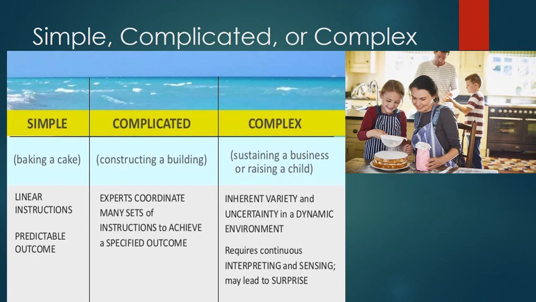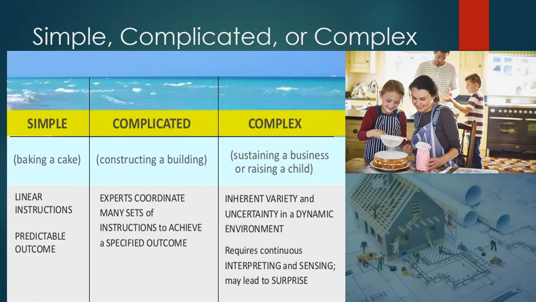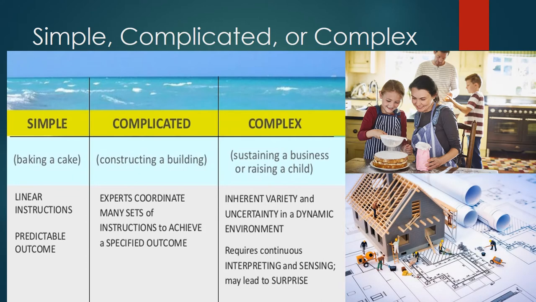system where there are linear instructions: do this, do this, do this, do this, and it gives a pretty predictable outcome. Then there is complicated. Now, I've got constructing a building, or possibly another one would be creating an airplane. But in either case, there are a tremendous amount of parts involved in complicated situations. There are lots of various and diverse elements. Each has its own role in the machinery, or each has its own role in what it's supposed to do.